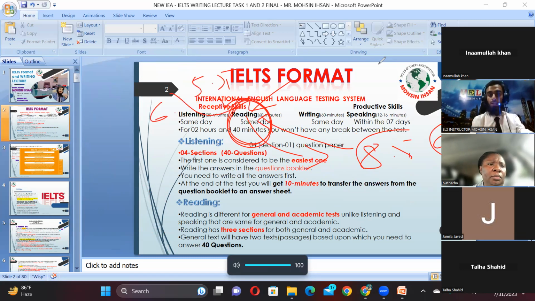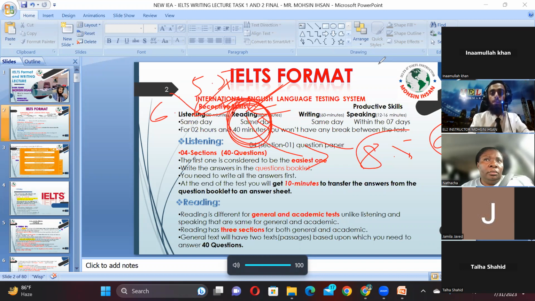Why? Here, comparatively, there is the bad reader and the good reader. If someone is a good listener, they are going to get a very good score in listening. If someone is a good reader, yes, there are techniques, challenges, problems and queries, which we are going to discuss. In the reading section, 3 passages are there.